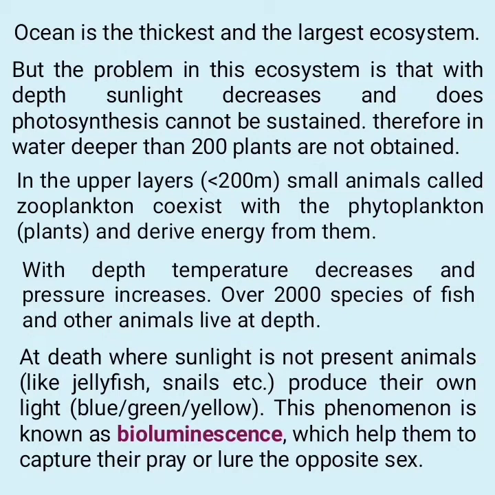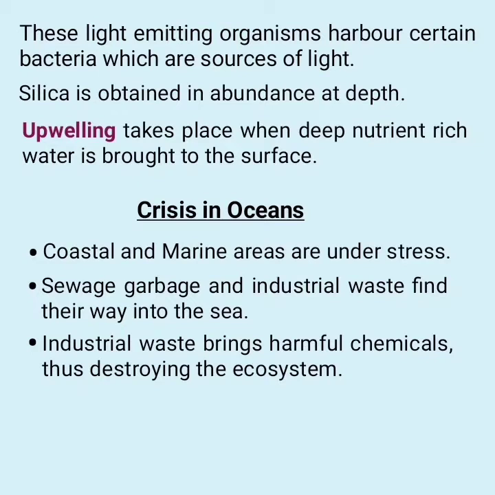Over 2000 species of fish and other animals live at depth. At depth where sunlight is not present, animals like jellyfish, snails, etc. produce their own light, which may be blue, green, or yellow. This phenomenon is known as bioluminescence, which helps them to capture their prey and lure the opposite sex. These light-emitting organisms harbor certain bacteria which are sources of light.